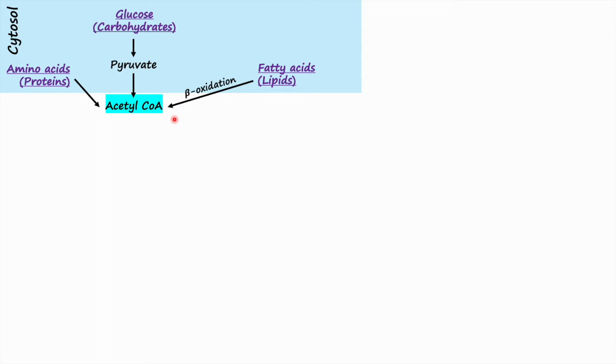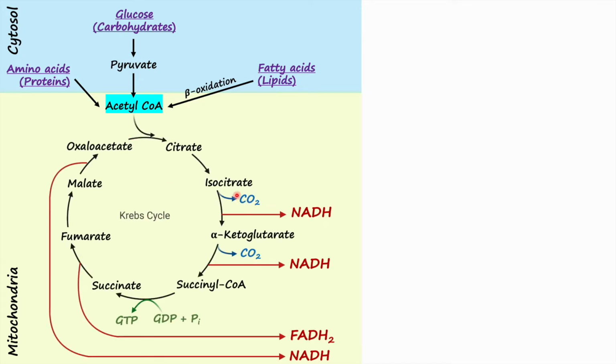Now the second stage is the oxidation of acetyl-coenzyme A, which takes place completely in the mitochondria. In this stage, the acetyl group from acetyl-coenzyme A is oxidized into carbon dioxide, and the electrons liberated through these oxidative processes are passed on to coenzymes such as NAD plus and FAD, which are then reduced to NADH and FADH2. So this is the second stage, the oxidation of acetyl-coenzyme A, and this is what we are going to learn in today's lesson, which is the citric acid cycle or Krebs cycle.